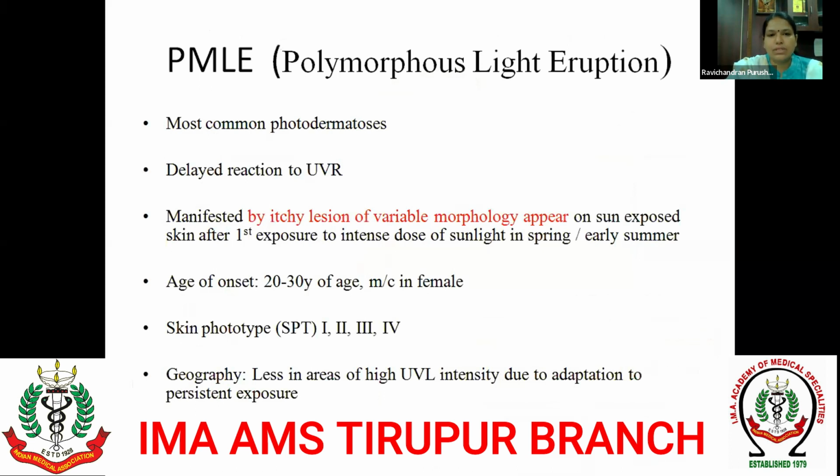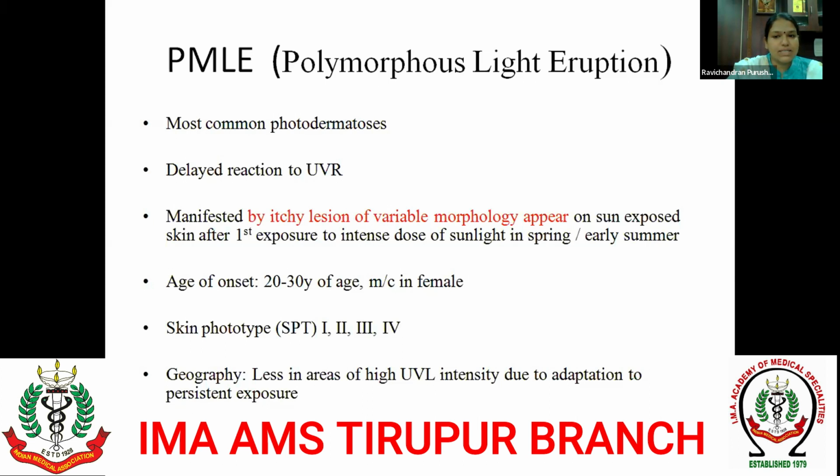First, one of the most common clinical presentations we see in our routine life is PMLE, that is polymorphic light eruption. This is because of a delayed reaction to ultraviolet radiation. The most common presentation is that patients complain of itching. The itchy lesions are of variable morphology, either papules, plaques, or even vesicular lesions, mainly over the extremities, face, upper back and upper chest, the uncovered areas.